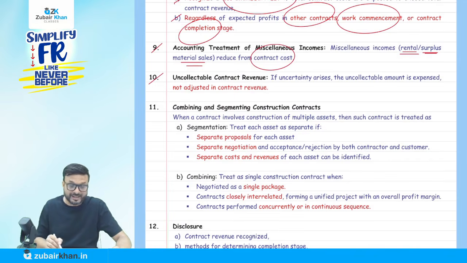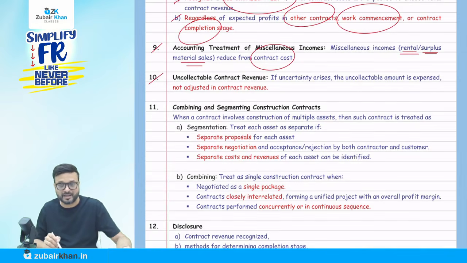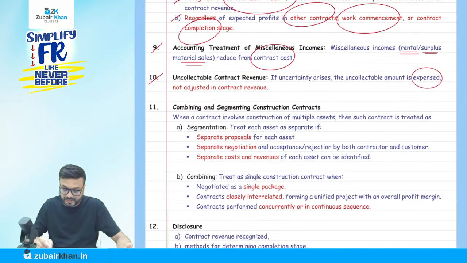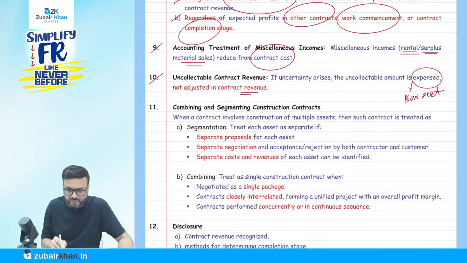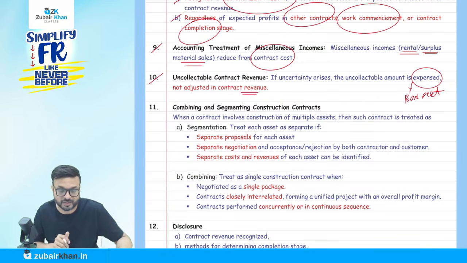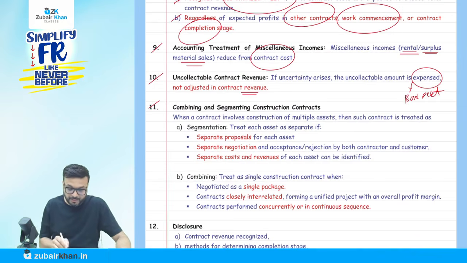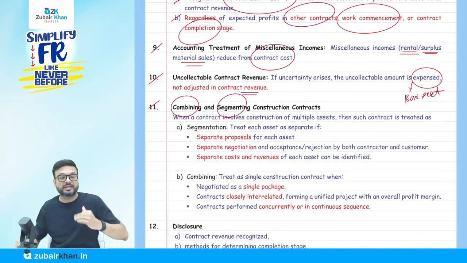Next, uncollectible contract revenue is nothing but bad debt. If uncollectibility or uncertainty arises, the uncollectible amount is an expense. Expense means I will treat it as bad debt. We don't adjust it against revenue. Obviously, bad debt will go to the debit side of the profit and loss account. Now, this is very important. Please understand this point.